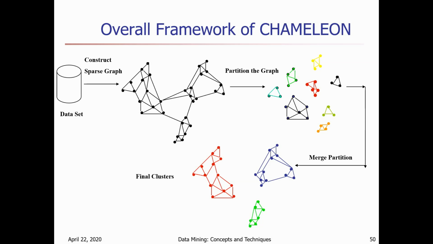So list the hierarchical methods, meaning what are the hierarchical methods? Once again: agglomerative, divisive, BIRCH, ROCK, Chameleon. Right? I think all of you understood.